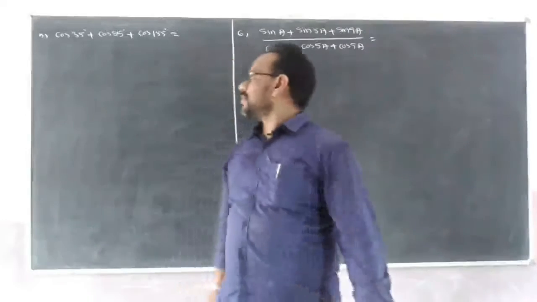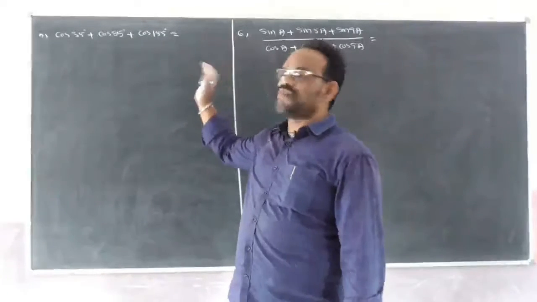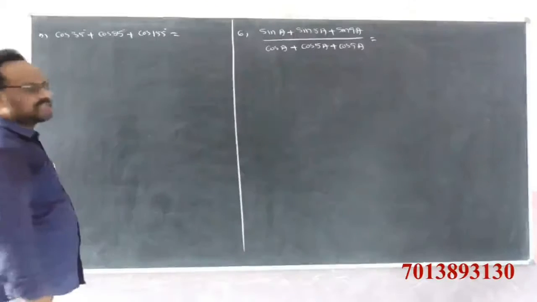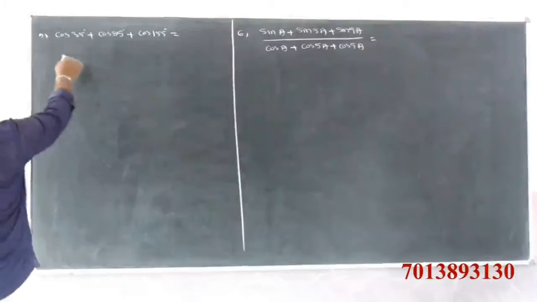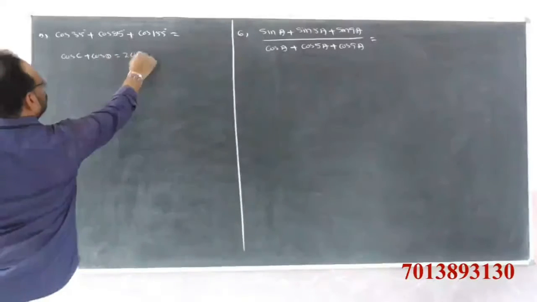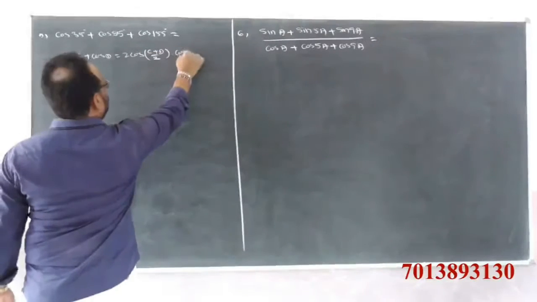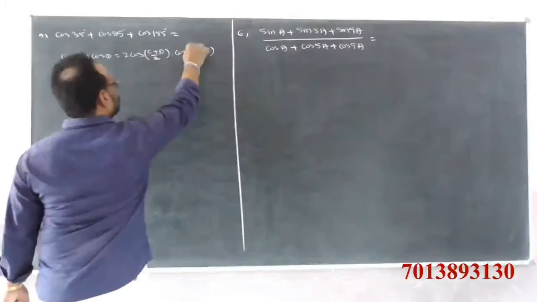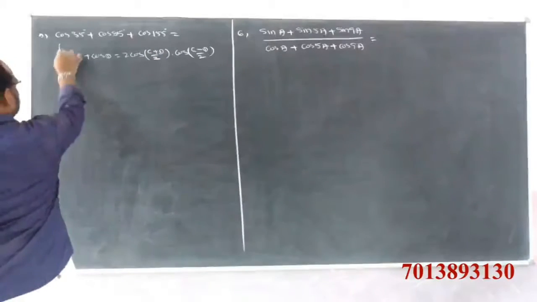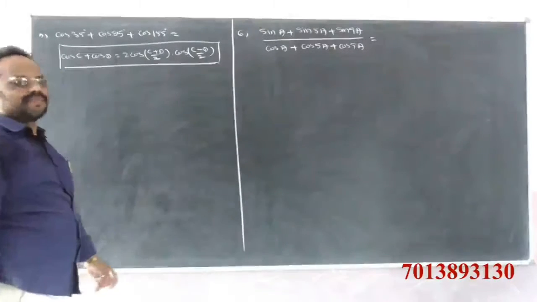Next problem, observe here. Cos 35 plus cos 85 plus cos 155, value we want. We already have a formula: cos C plus cos D is equal to 2 cos ((C plus D) by 2) into cos ((C minus D) by 2). Cos C plus cos D is equal to how much? Cos C plus cos D is equal to 2 cos ((C plus D) by 2) into cos ((C minus D) by 2).